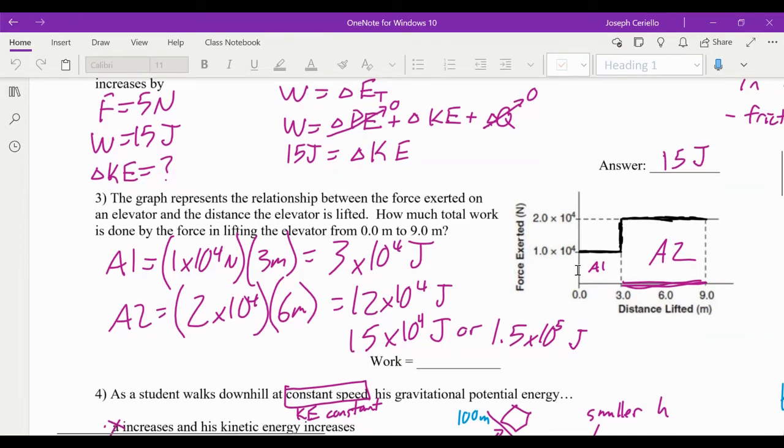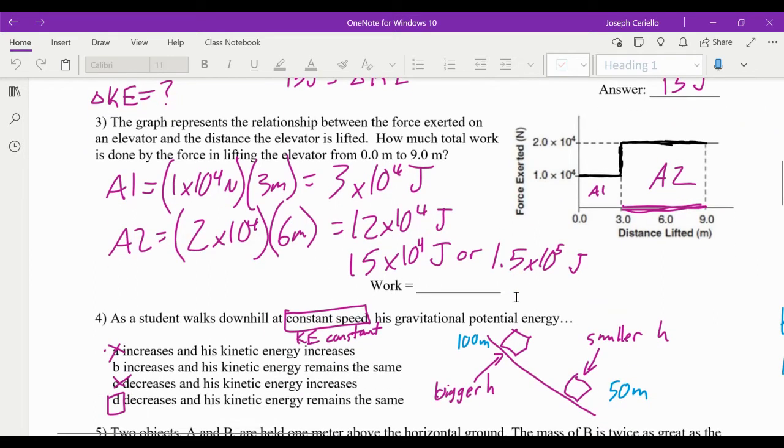This question here, finding the work done, simply find the area. The area of segment 1 is 1 times 10 to the 4 newtons times 3. The area of segment 2 is 2 times 10 to the 4 newtons times 6, because that base is only 6 there. Add those together, you get 15 times 10 to the 4, or 1.5 times 10 to the 5 joules.